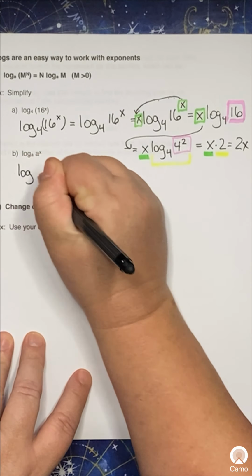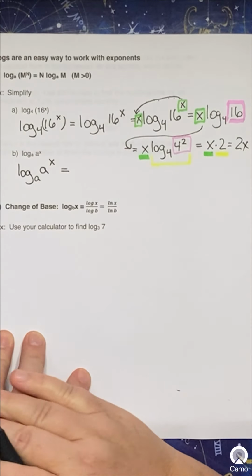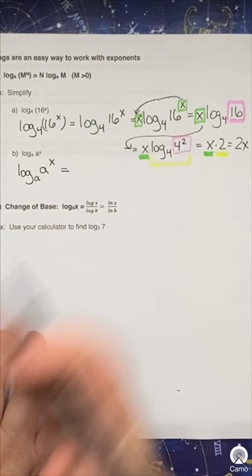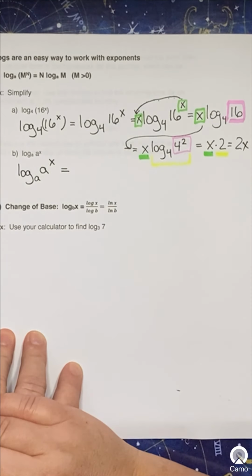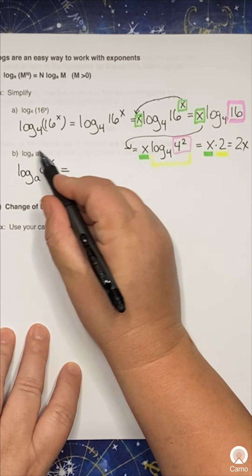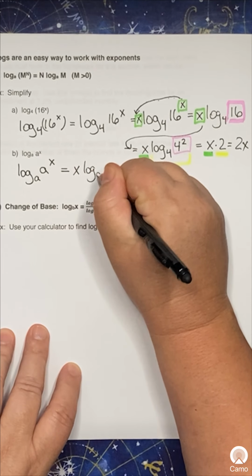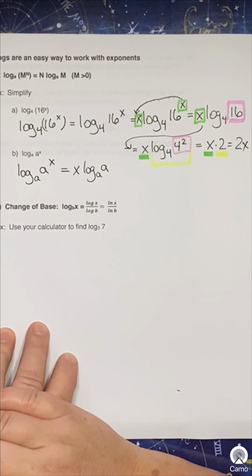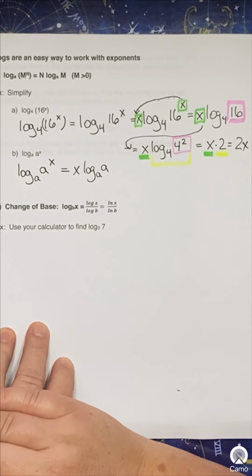What is log base a of a to the x? Well, if we use the previous section, these are inverses, so we just pop out the x. But what's another way to look at it? Well, we can let the x go down in front, and we get x times the quantity log base a of a. How many a's are in a? 1.